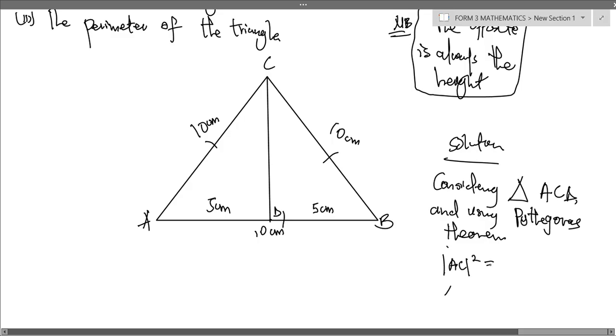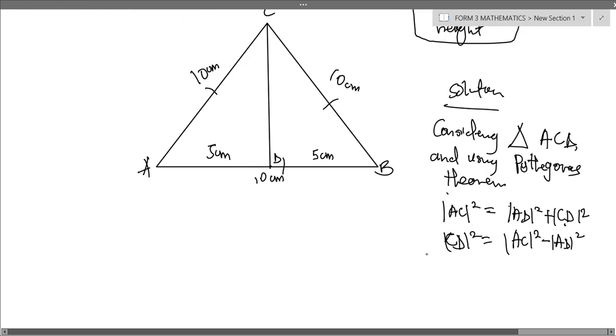AC squared equals what? AD squared plus what? CD squared. So now what are we looking for? CD, right? That is our opposite. So now our CD squared will equal to what? AC squared minus AD squared.